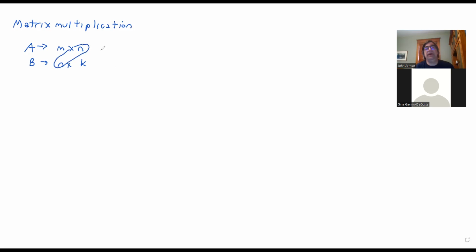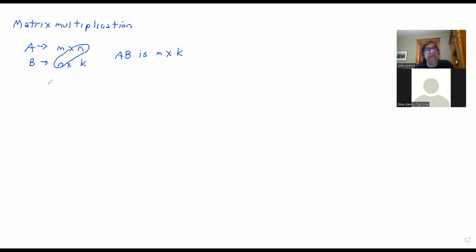So if you look at it this way, if A is an M row and N column matrix, and B is an N row and a K column matrix, their product can be calculated and we can predict what the size of that is going to be. This could be the number of rows of matrix A and the number of columns of matrix B.